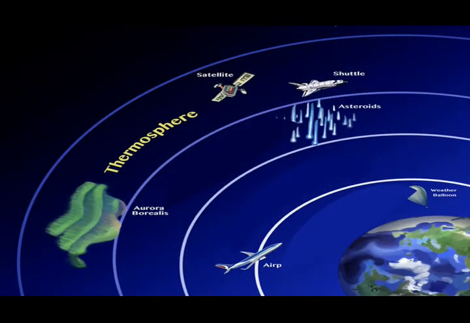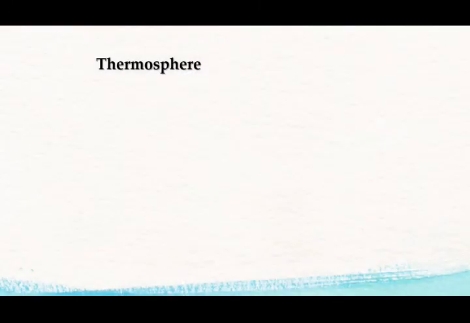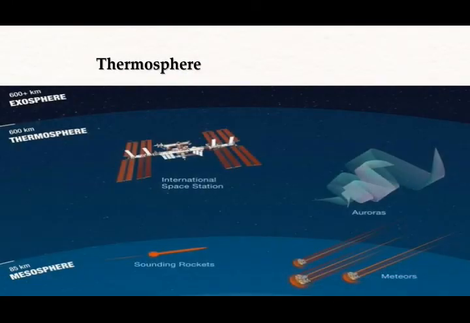The fourth layer of the atmosphere is the thermosphere. As the name indicates, this layer shows a rapid increase in temperature. The temperature in this layer reaches up to 1700 degrees Celsius. Now, this thermosphere is the region where the International Space Station is lodged, and also the aurora borealis can be witnessed in these regions.